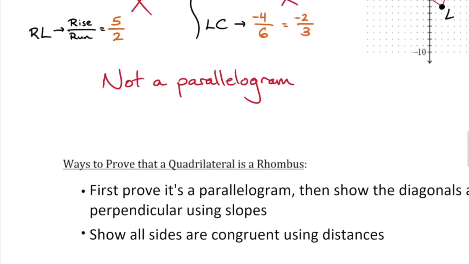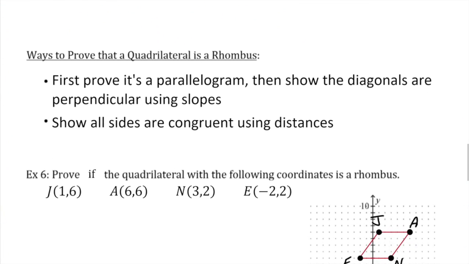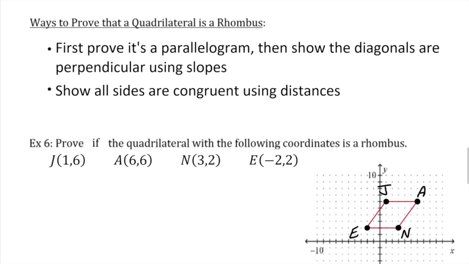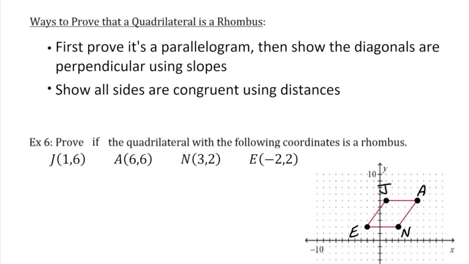All right, cool. So with coordinate proof, we don't have to stop at just parallelograms. We can prove any type of quadrilateral that we've talked about so far. The other ones we're going to focus on are a rhombus and a rectangle. We have a couple of different ways we can prove that something's a rhombus. One of the ways, and the one we're going to focus on more, is our check plus one. First, we're going to prove it's a parallelogram, then show the diagonals are perpendicular using slopes.